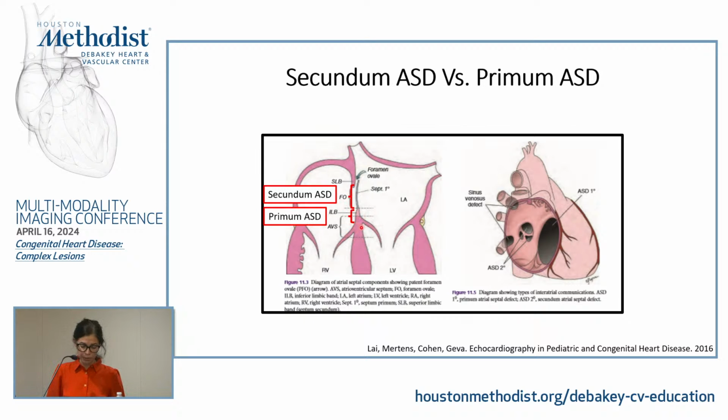And I always tell my fellows that when you see a defect and there is no tissue right cranial to the AV valves, this is most likely a primum ASD. Yes, and then we confirm with different views and associated defects and things like that.